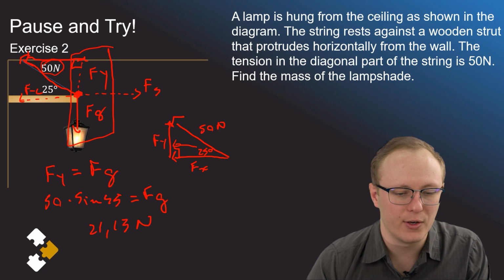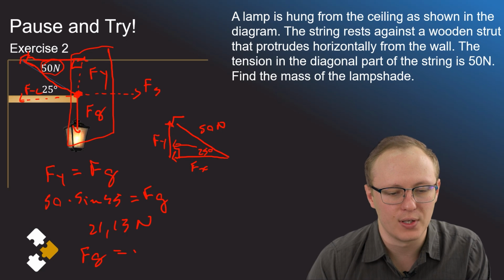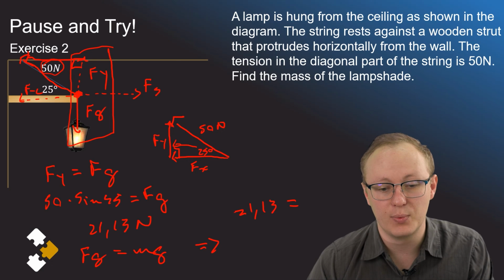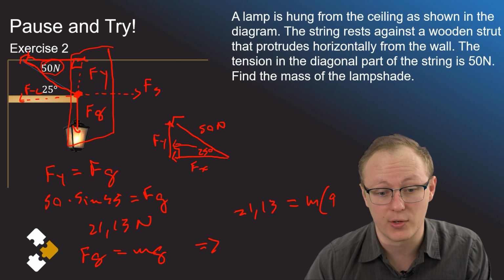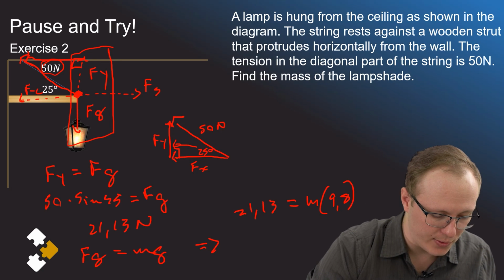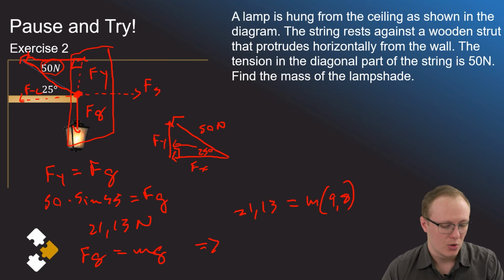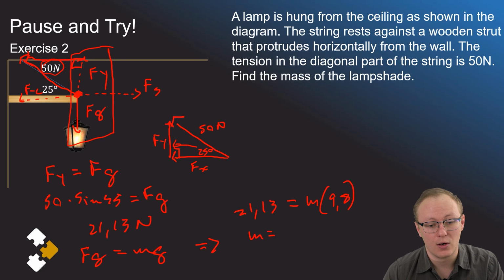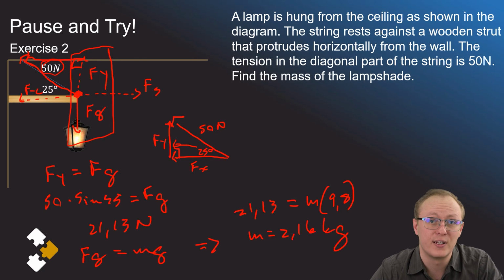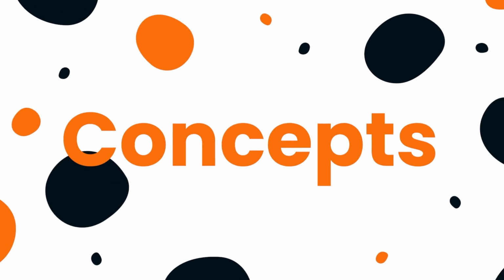Okay, and then we know that Fg equals mg. So that means that this 21.13 has to be equal to the mass times the gravitational acceleration, 9.8. So if we take that 21.13 divided by 9.8, we get a mass of 2.16 kilograms. And that then is the mass of the lampshade. So well done if you got that.